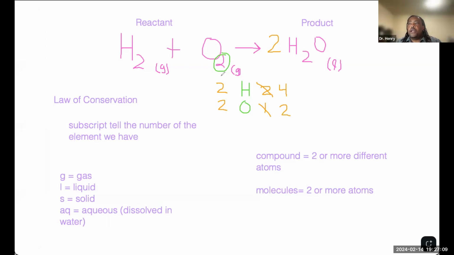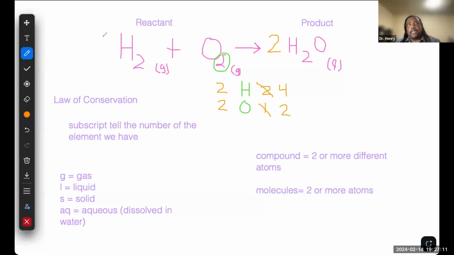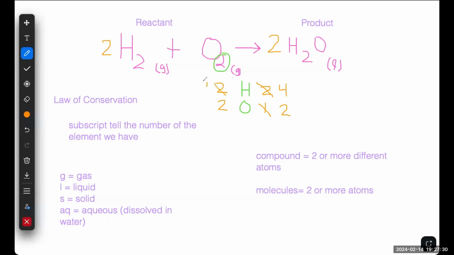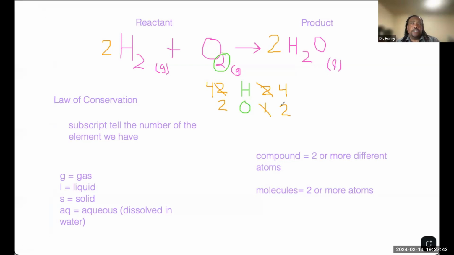So now on our reactant side, we have to balance it with the product side because we have 4 over here. So what can I multiply my hydrogen gas by so that I would end up with 4? 2. Okay, so just confirm: we have 4 here, we have 4 here, so that's balanced. We have 2 here, we have 2 here, so that's balanced. So now we have a balanced chemical equation.